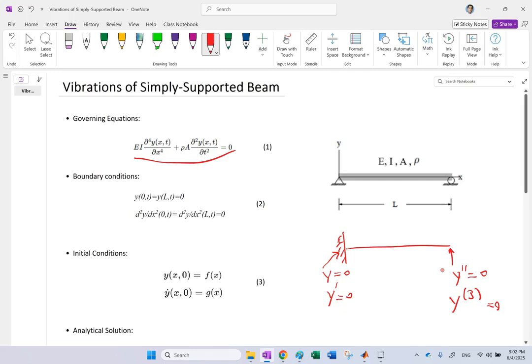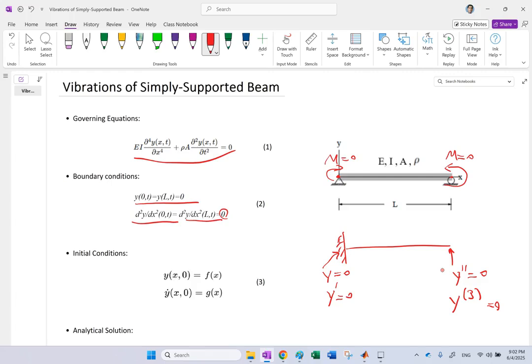But for simply supported, your beam is pivoted here and there is a roller here. They cannot go up and down. So y at x equals 0 and x equals L at any time is 0. And because there will be no moment on a roller or on a pivot, and moment is proportional to y double prime, y double prime is 0 also at both ends. Okay, so these are your boundary conditions.